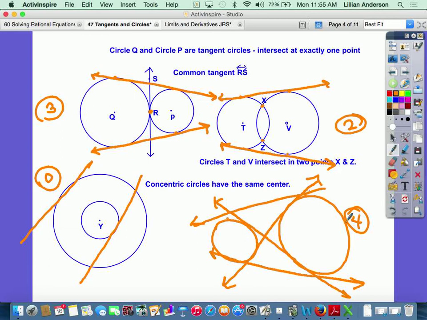So there you go. Those two circles that do not touch each other are going to have 4 common tangents: the 2 in between and the 2 that run along the outside.